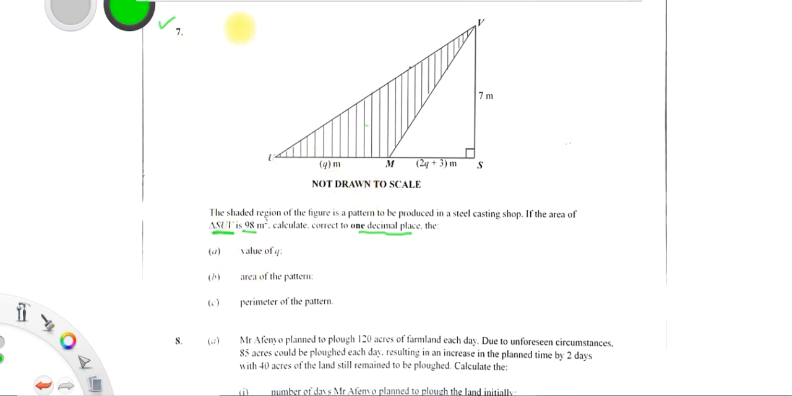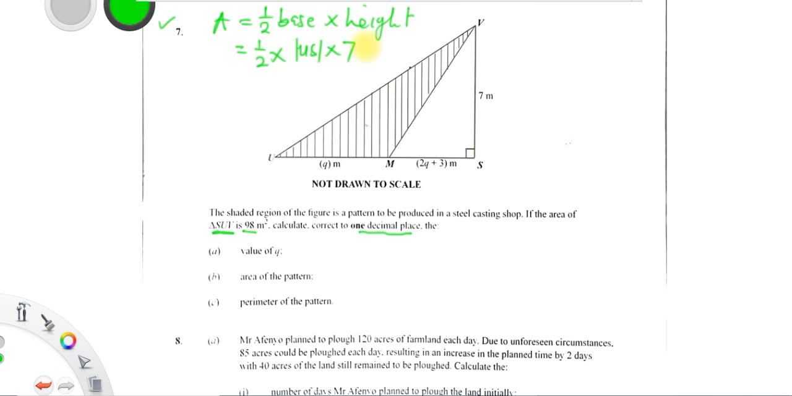How do we find Q? It's very simple. For a right angle triangle, the area A is given by half base times height. Here the base is UV, which is equal to one half times the line US, and then times the height, which is given as 7.